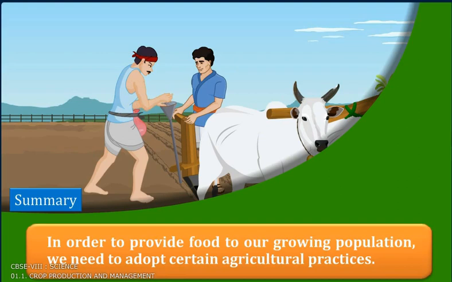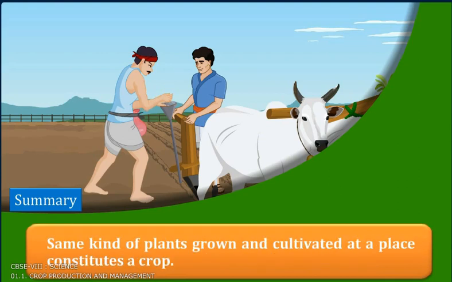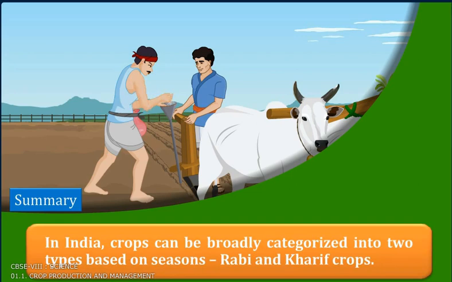Summary. In order to provide food to our growing population, we need to adopt certain agricultural practices. Same kind of plants grown and cultivated at a place constitutes a crop. In India, crops can be broadly categorized into two types based on seasons, Rabi and Kharif crops.